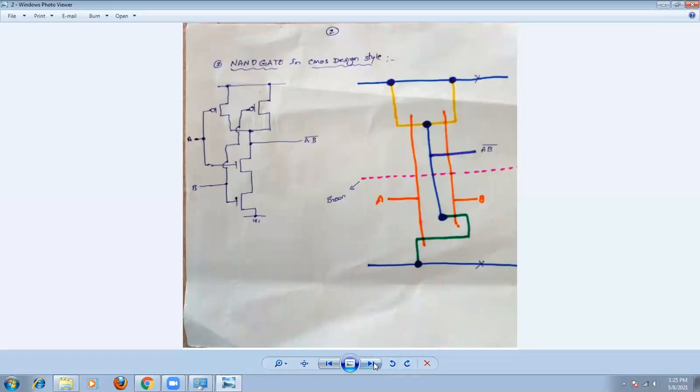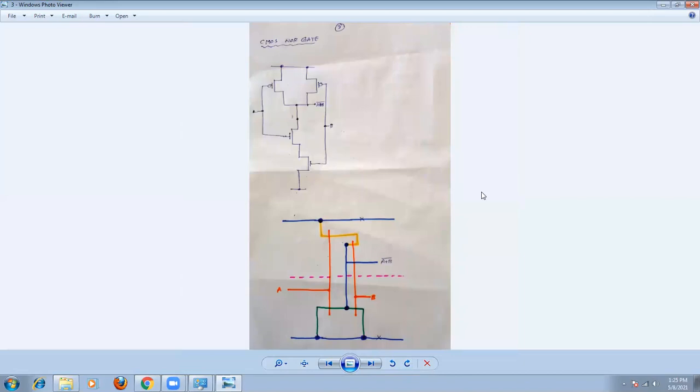Next we go for the NOR gate. This is the structure of the NOR gate. You can draw like this also, no problem. These 2 will be joined together, A. These 2 will be joined together, B. These 2 are in series, and these 2 in parallel. Drain to drain, source to source, drain to drain, and these 2 are joined together. This is the series connection. This is the parallel connection.